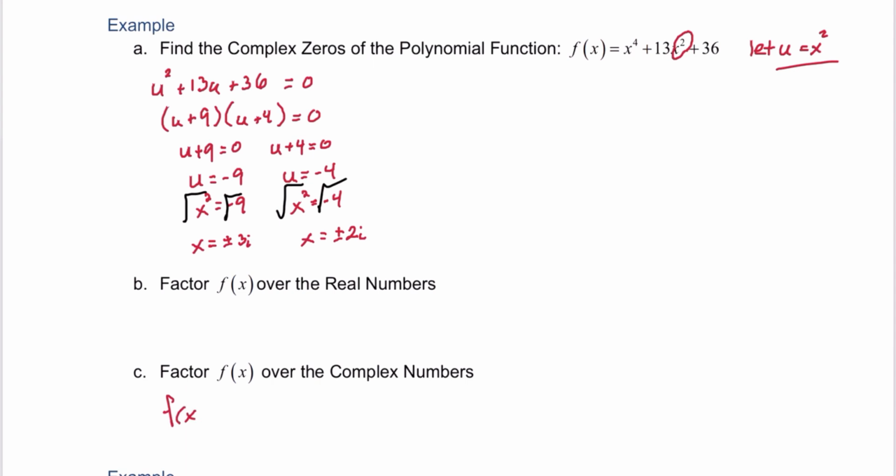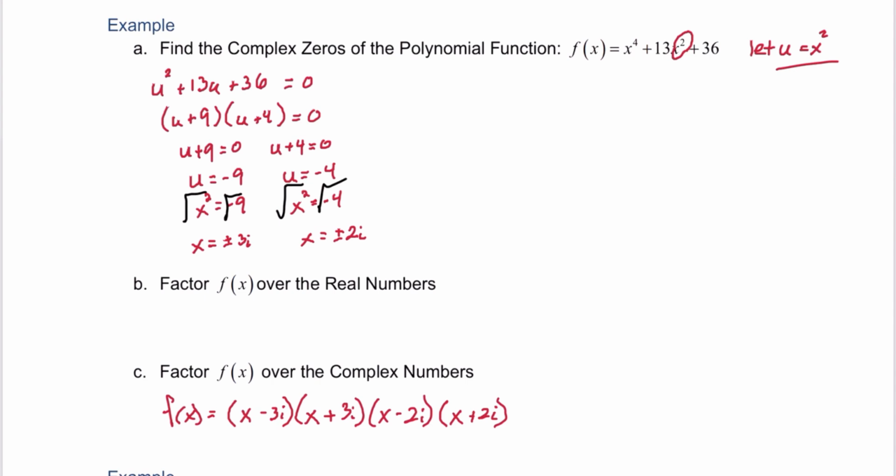We'll write f of x in factored form using the complex numbers. We have x minus 3i, x minus -3i, which will make this plus 3i. And then we have x minus 2i, and x minus -2i, which is x plus 2i. We now have the factored form over the complex numbers.